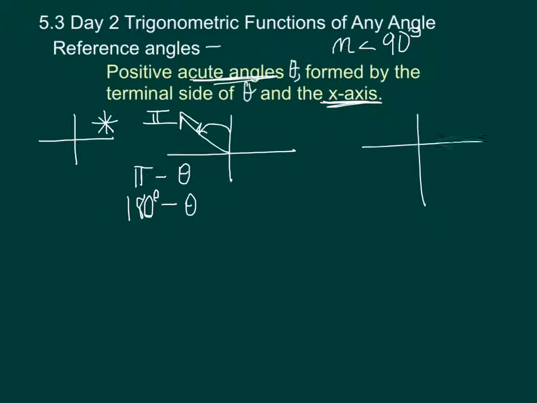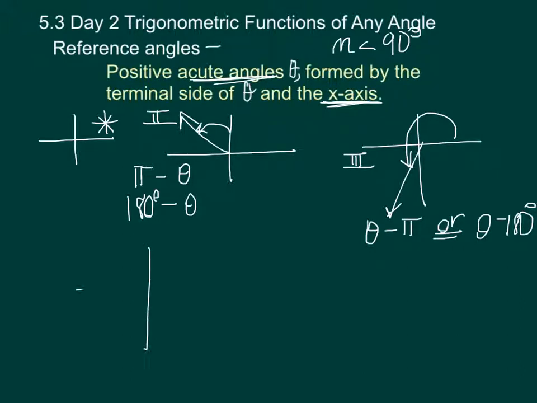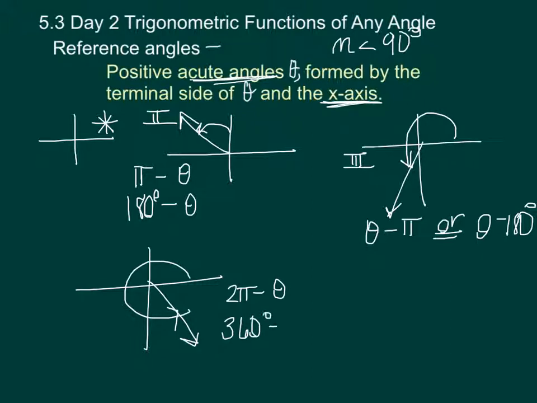If your angle falls in quadrant 3, so that means it went all the way around here, you're going to do your angle minus pi if it's in radians, or your angle minus 180 degrees if it's in degrees. If the angle falls in quadrant 4, to find the reference angle, you're going to do 2 pi minus your angle, or 360 degrees minus your angle.